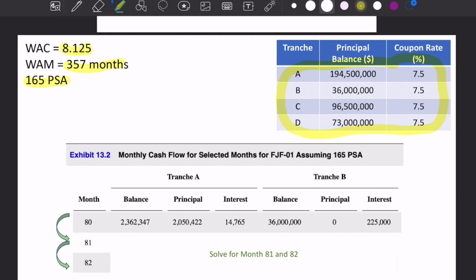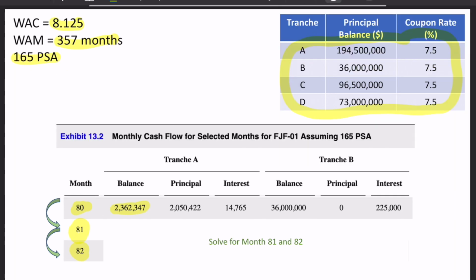Where are we now? We're now supposing we're at month 80 and we're going into month 81 and then 82. So tranche A is just about to end. The balance here is only just above $2 million. And we're going to start paying down tranche B. First thing we need to do is figure out the beginning balance, right, for basically month 81. So the beginning balance for month 81 should be the ending balance from the previous month. So the previous month had a balance for tranche A of $2,362,000, and then it paid towards principal the $2,050,000.